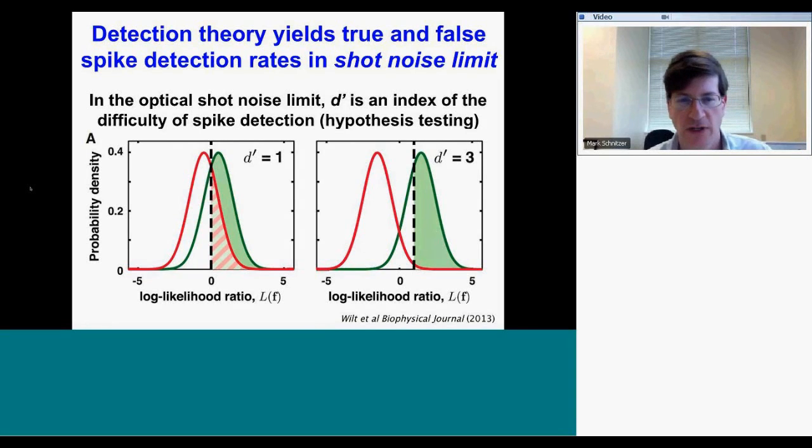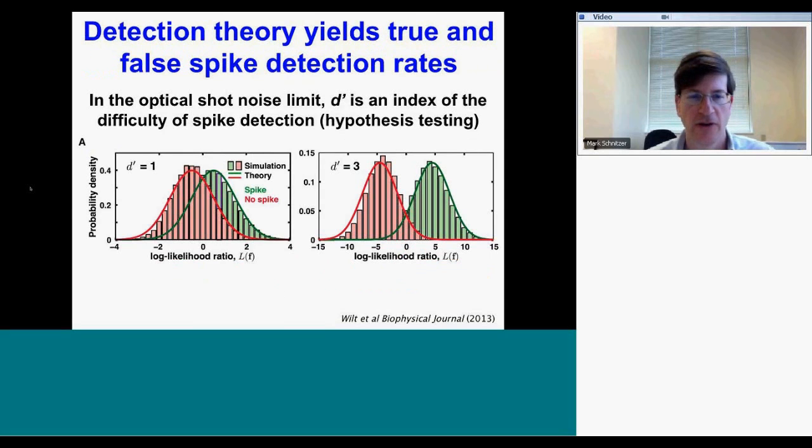And the difficulty of this problem is characterized by the metric d prime, which is a dimensionless measure that tells us the distance between the centroids of these two distributions in units of their common standard deviation. And this is a formalism that goes decades back in signal detection theory. And we can calculate it exactly for our optical cases under the assumption that we are in the shot noise limit, meaning that photon fluctuations are the dominant noise source.